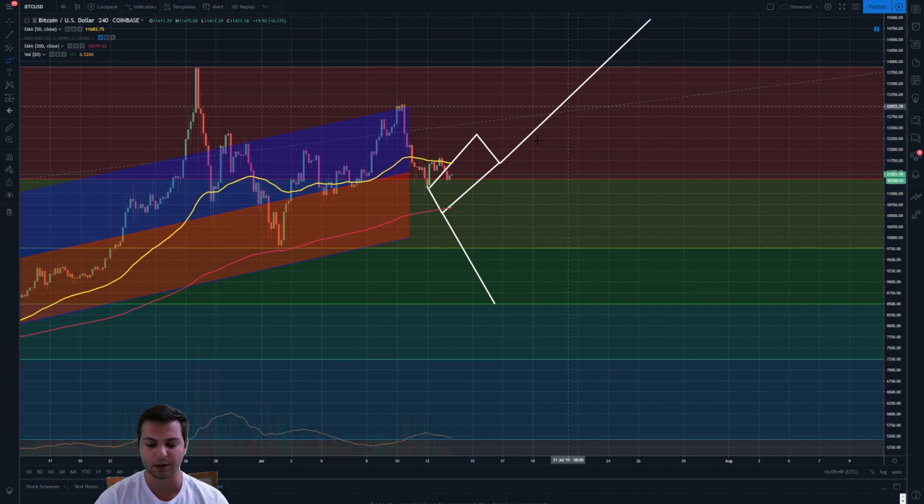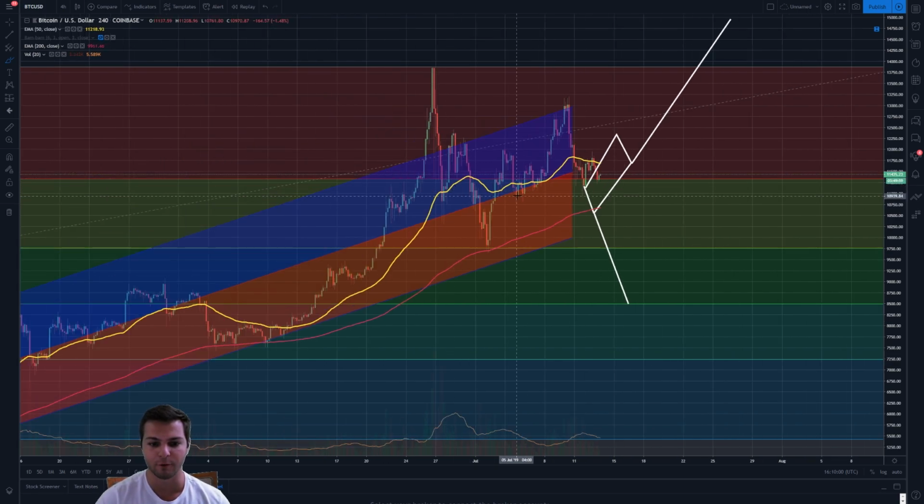Now that's the second theory, and then the third theory is going to be that this 200 EMA actually breaks. Now, if this happens, I have this as a pretty steep sell-off, because I think that if the 200 EMA breaks and holds, it's going to actually have a significant fall down in price action.